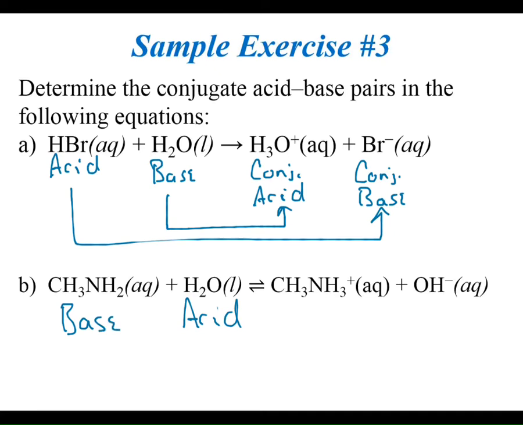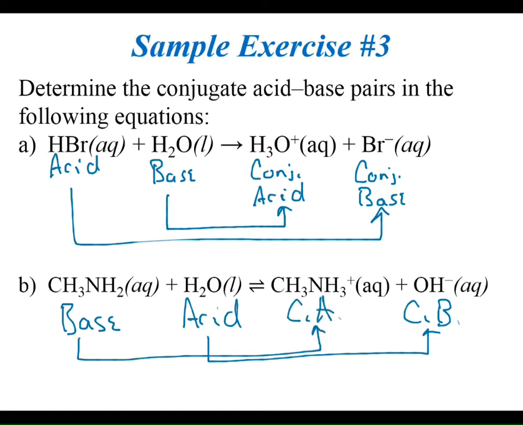So if it's an acid, that means it gave an H plus. So what's its conjugate base? The OH minus, right? Conjugate base. Because again, they only differ by an H plus. And these two only differ by an H plus. So between NH2 and NH3 plus, it gained an H plus. So it must have been a base, which means this must be the conjugate acid. Okay?